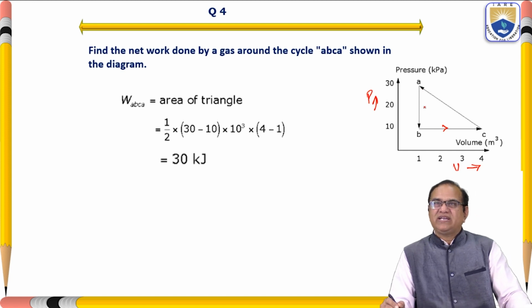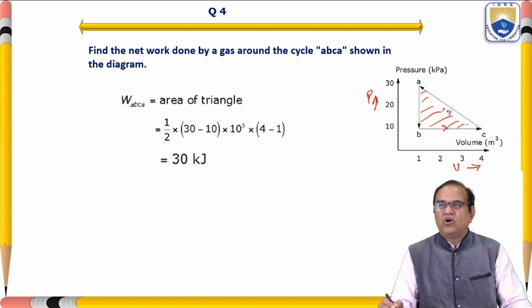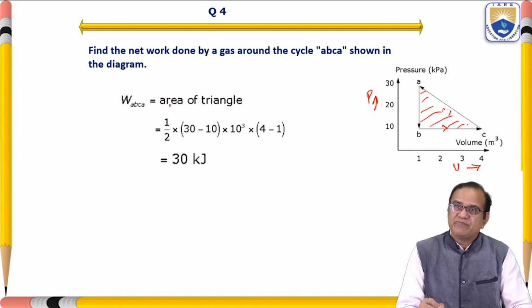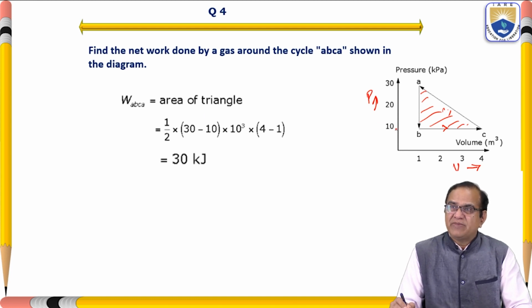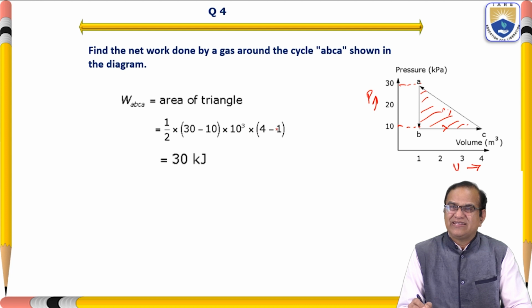So how much work is done by this hatched area? If you want to find this out, how can we find it? We can find it by the area of the triangle. So what is the area of the triangle here? Half into 30 minus 10, so this is the 30 and this is the 10, 30 minus 10 into 10 to the power 3, into, here we have the 4 and here we have the 1, 4 minus 1, so here the 3. Here you have 30 minus 10 is equal to 20, which is 10. So here you have 30 kilojoule.